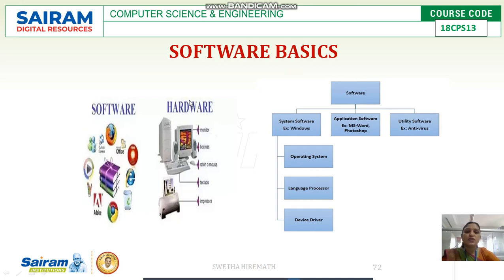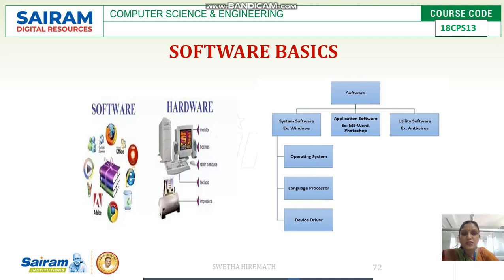So next, moving to the software basics. Here we can see a software is nothing but a program which helps our computer system to work along with the peripheral devices whichever are connected. There are different types of software: system software, application software, and utility software.